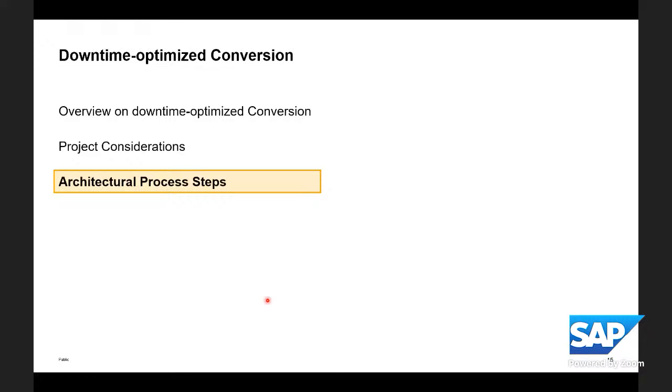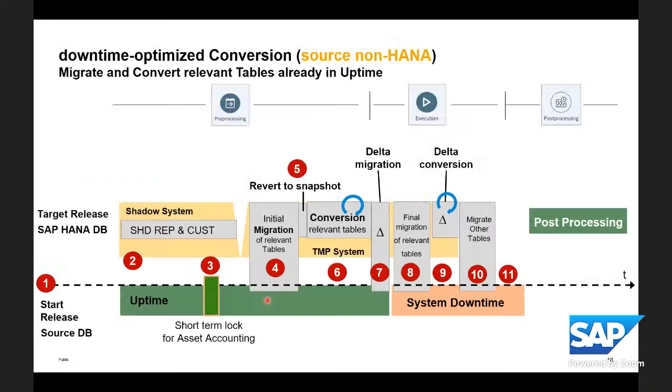So I would like to finish up with a short overview on the architectural process steps. Again, in the slide deck, the PDF, you will find many more slides that explain the architectural process steps in detail, but I would rather spend some minutes on potential questions afterwards. So just a glimpse here, and this explanation is in this case for the source on non-HANA database. Overall, I guess you have learned downtime optimized conversion can be used either on source systems on SAP HANA database, but also on systems on non-SAP HANA database.